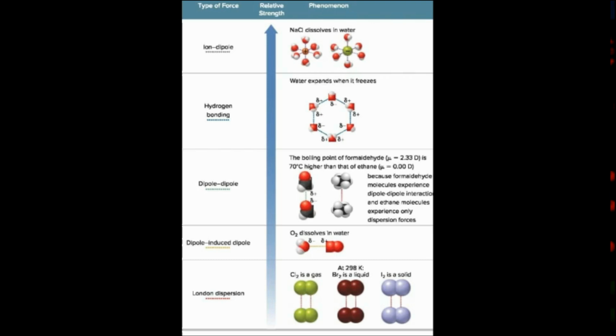We've got oxygen there and we've got hydrogen, almost the same as water, just with one carbon in the middle. So it's a polar molecule and it's going to get attracted to another polar molecule. The oxygen is negative and the hydrogens are positive, so they get attracted with the dipole connection. And this is why formaldehyde at room temperature is liquid, and its boiling point is 70 degrees higher than ethane, which is a gas. There is no dipole here.